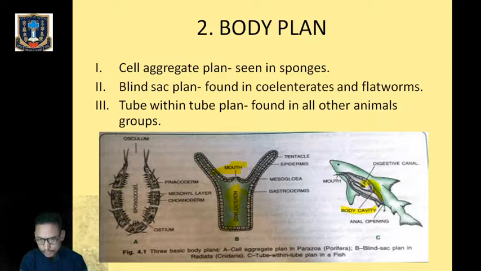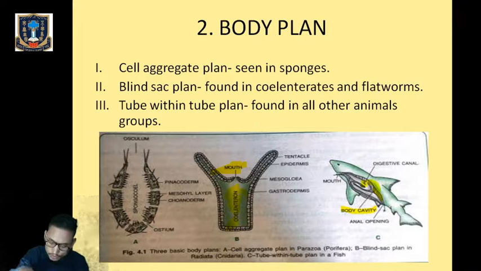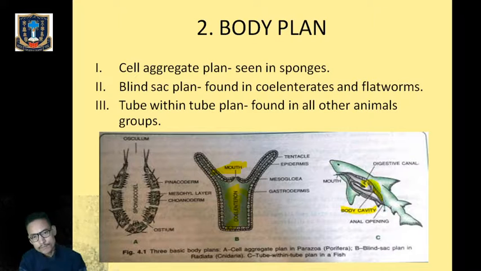We have got the mouth and we have got the anus also. So we have got two openings in case of the tube within tube plan, one which would function as the mouth and the other one which will function as the anus. From the mouth we are taking the food particles, and with the help of the anus the waste materials will be thrown out. So these are the three body plans which are mainly seen in different animals.